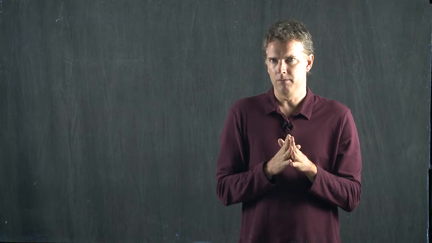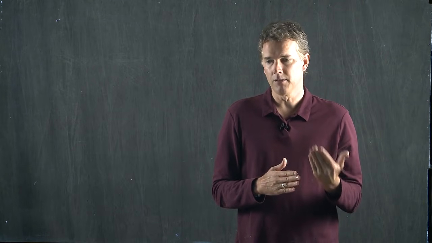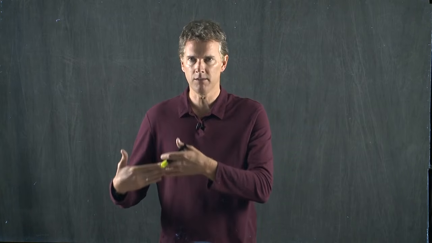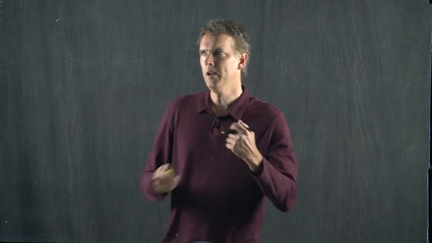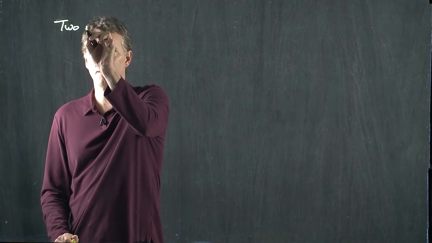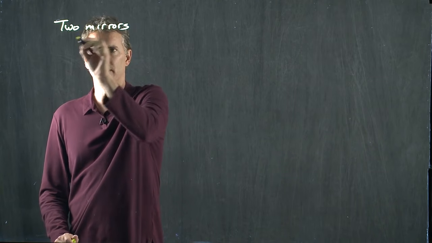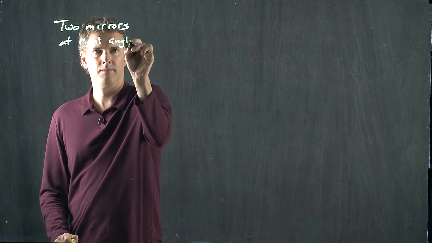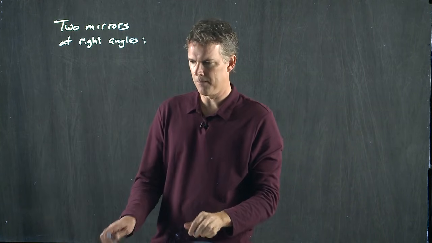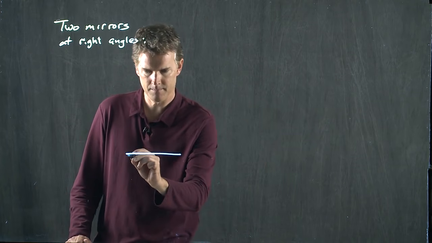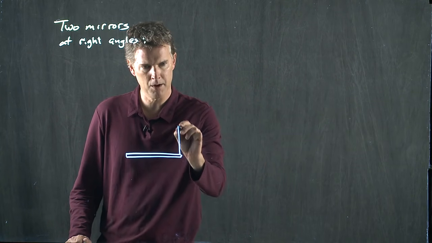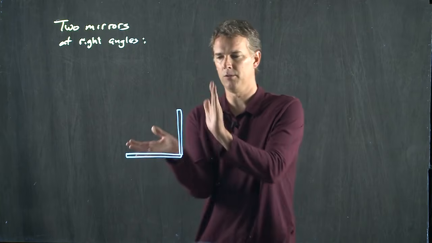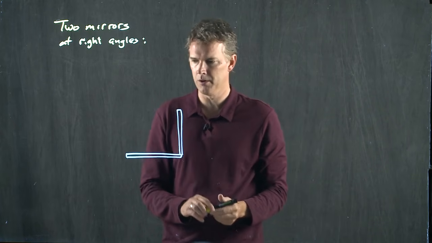When you think about light bouncing off of mirrors, it of course bounces at the angle that it came in at. Law of reflection says incident angle equals reflected angle. But what if we have two mirrors at right angles? Okay, so let's take a mirror, and let's take a second mirror and put it right next to the first, and we'll put them at right angles to each other. Okay, so we've made this nice sort of assortment of mirrors here.